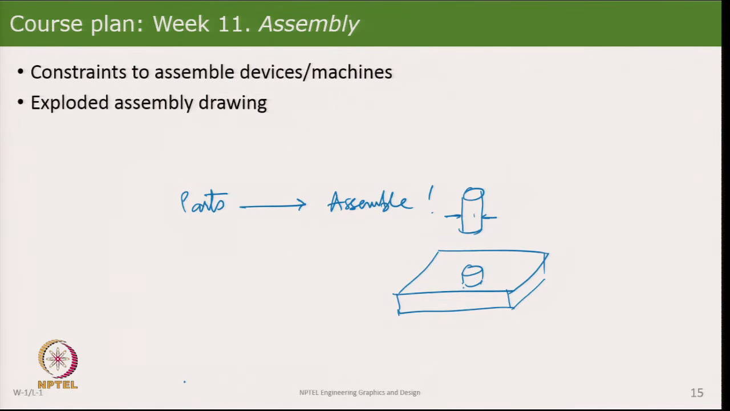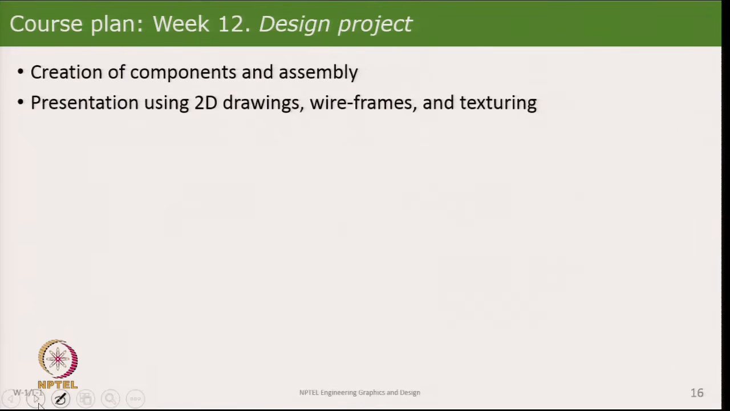And then we learn an important thing, which is what is called exploded assembly drawing. Once you have assembled something, if I were to disassemble it, how do I show it? In that disassembled drawing, I can see everything that is going into it and how it fits. The final week is on creation of components and assembly, putting 2D drawings, wireframes, texturing, and working with a small team to make a design possible.